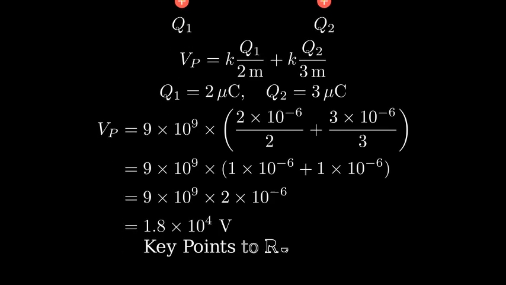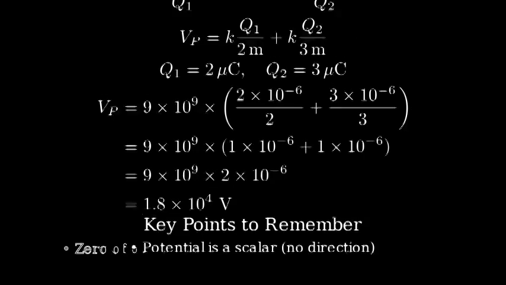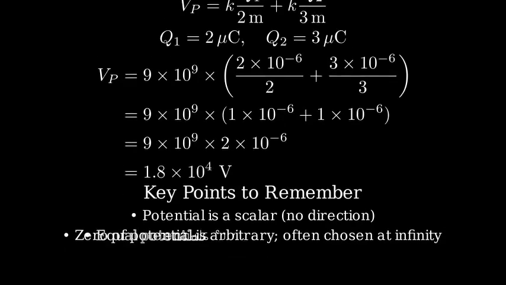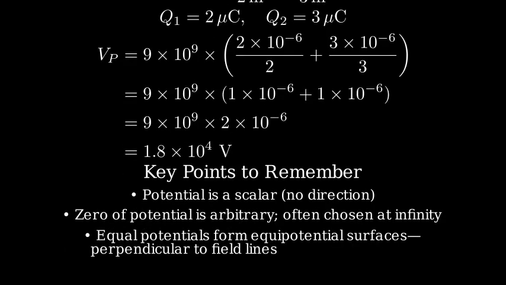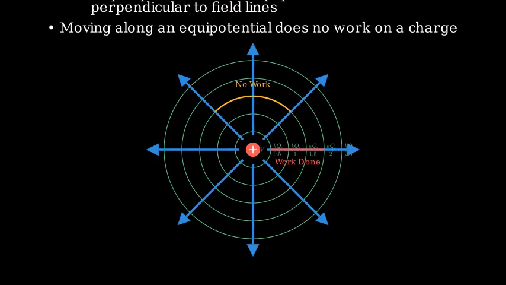Let's summarize some key points to remember about electric potential. First, potential is a scalar quantity. It has magnitude but no direction. Second, the zero of potential is arbitrary. It's often chosen to be at infinity. Third, equal potentials form equipotential surfaces, which are always perpendicular to electric field lines. Finally, moving along an equipotential surface does no work on a charge since the potential doesn't change.